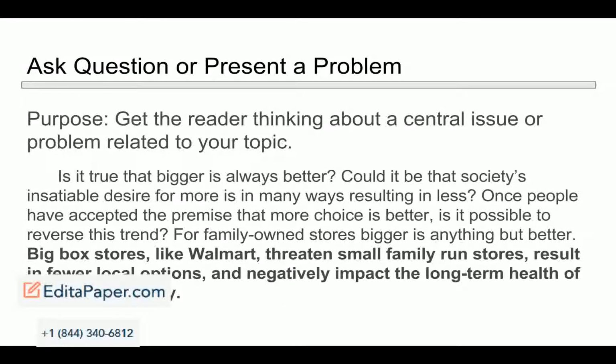So hopefully some of these strategies will help you to tackle your introduction a little more easily next time.